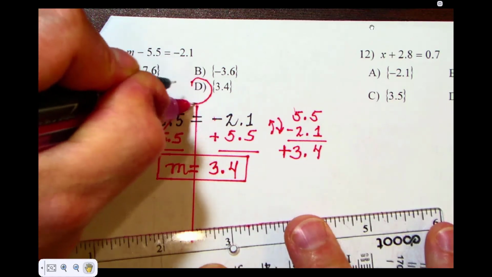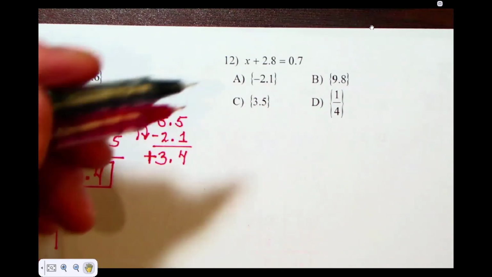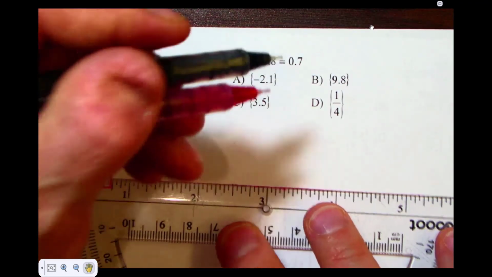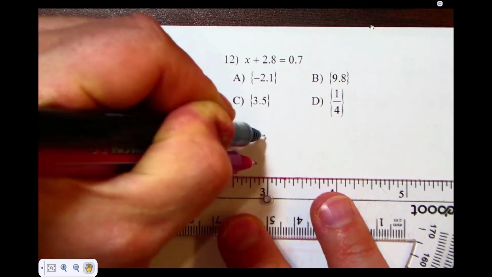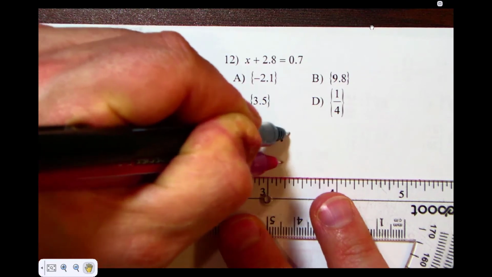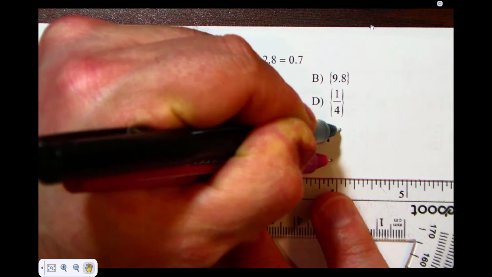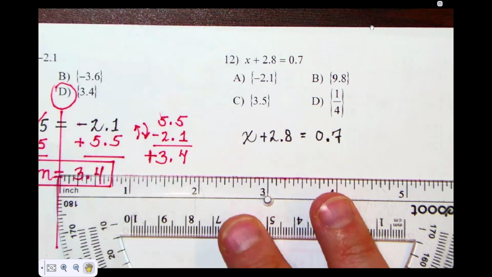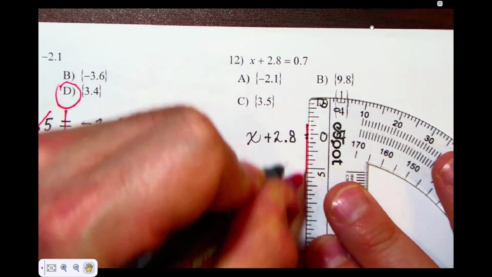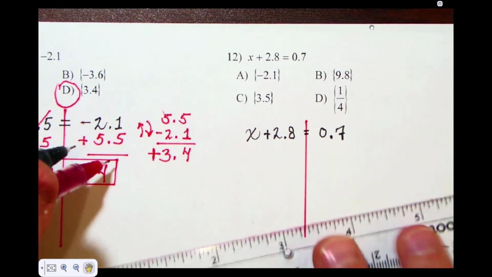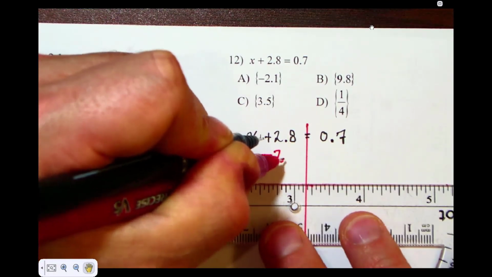Okay. Moving on to number 12, ladies and gentlemen. Number 12. X plus 2.8 equals 0.7. So I write X plus 2.8 equals 0.7. Okay, now that leading zero right there is not a significant figure. But if the 0 had come after the 7, it would be a significant figure. Okay, now we're just going to minus 2.8 on both sides.